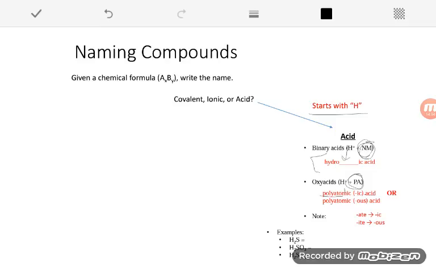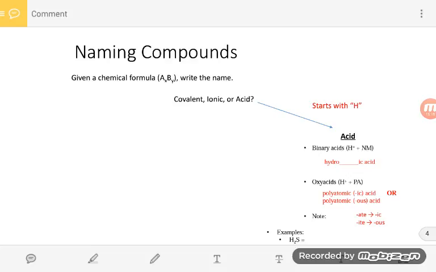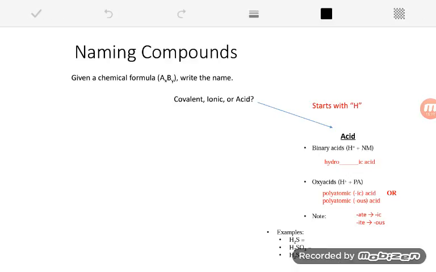And then you're going to change the ending of the polyatomic ion. So if it ended in ate, you're going to erase that and turn it into ic, right here. If it ended in ite, you're going to erase that and turn it into ous. So I say the little phrase to myself, ate goes to ic and ite goes to ous, and it helps me remember it. So first thing first, after you figured out it's an acid, ask yourself, well, is it a binary or an oxyacid? And then pick which set of rules you need to use.